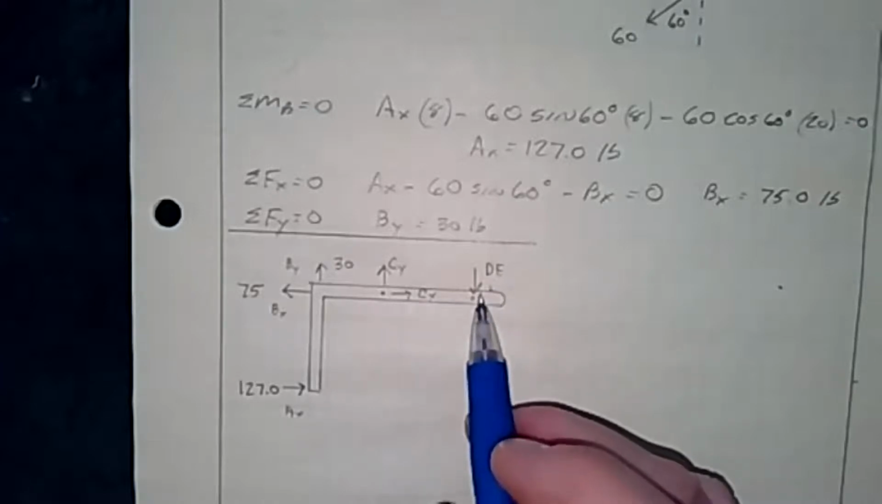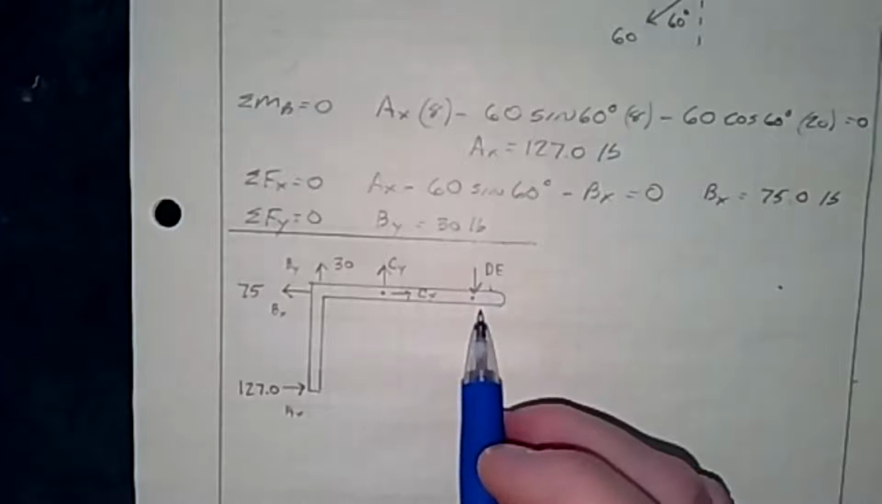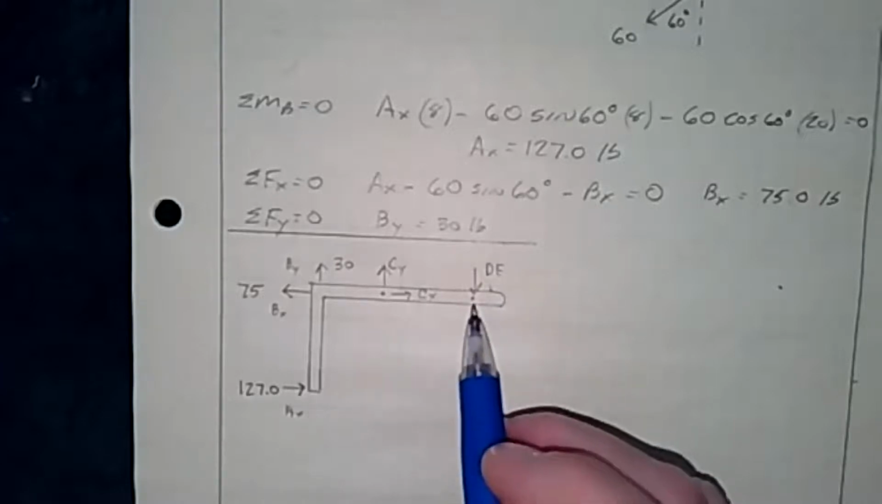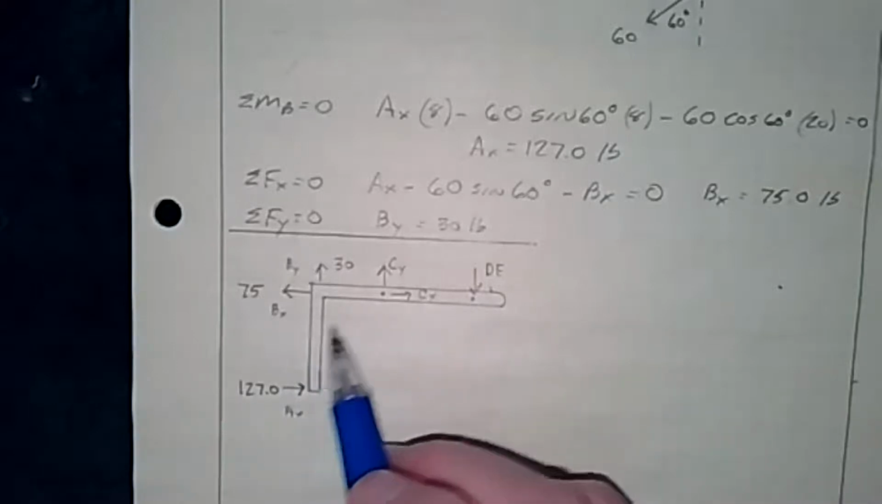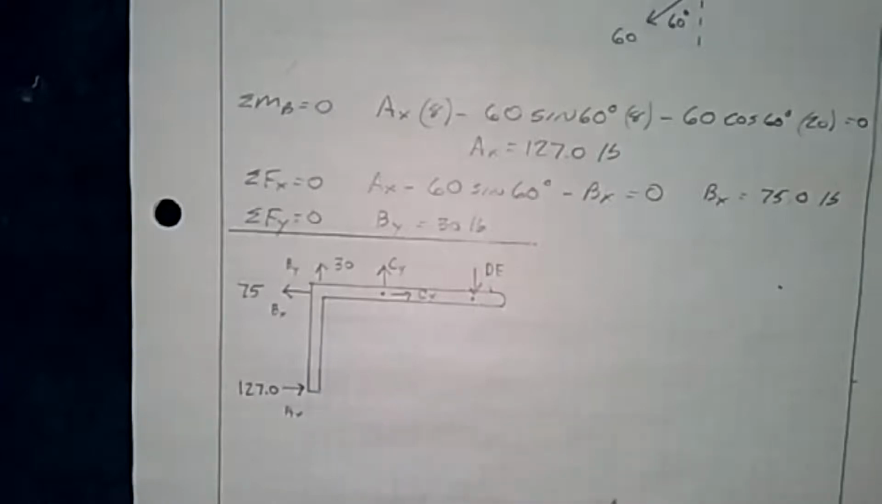Now DE, again, is a force member. It could be going up or it could be going down. I don't know. I'm going to assume it's going down in this case, in compression, based on what's going on with the rest of the truss. I'm sorry, of the frame, but I could be proven wrong.